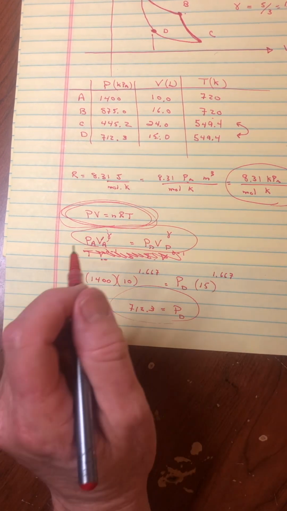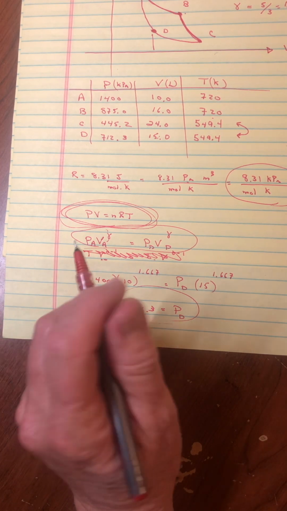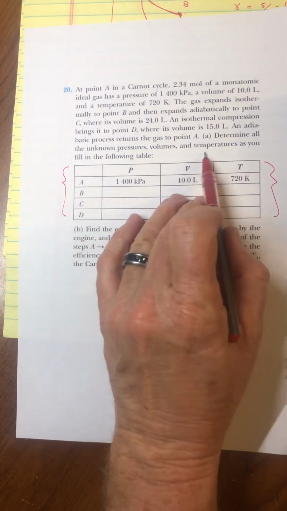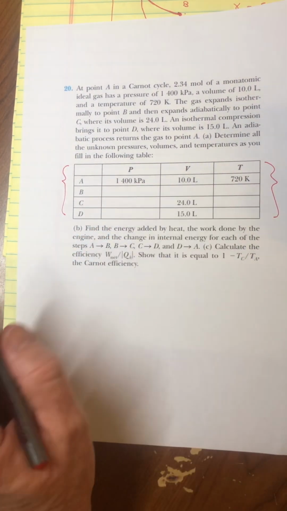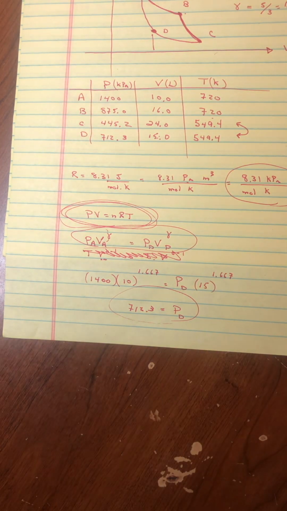All right, so I think I've answered, although this was kind of long, but this was just part A, determine all the unknown pressures, volumes, and temperatures as you fill in this table. And maybe there was a better way to go. I don't think so.